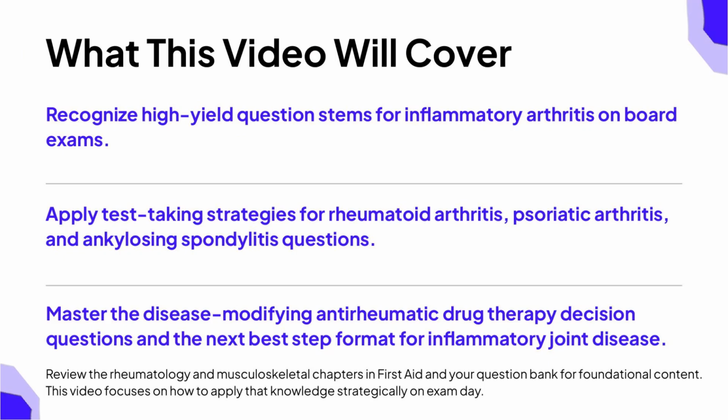First, we will learn how to recognize high-yield question stems for inflammatory arthritis. Second, we will apply specific strategies for questions about rheumatoid arthritis, psoriatic arthritis, and ankylosing spondylitis. And third, we will master the disease-modifying anti-rheumatic drug therapy decision questions and the next best step format for inflammatory joint disease. This video assumes you have some baseline knowledge from your review resources. We are here to sharpen your test-taking approach.